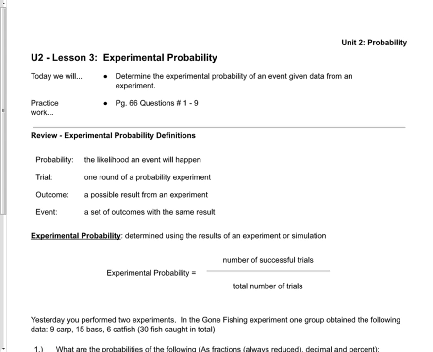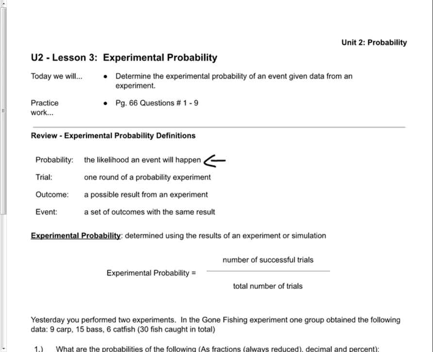Continue looking at experimental probability. And so in this particular instance, we'll do a quick review of some of the experimental probability definitions that we've done. So probability is the likelihood that an event is going to happen. Okay, so what's the chance of something happening at any given moment?